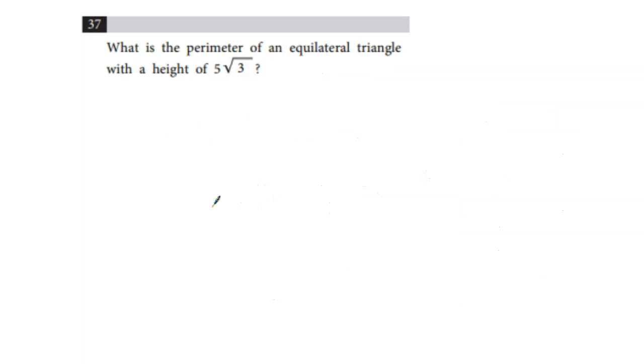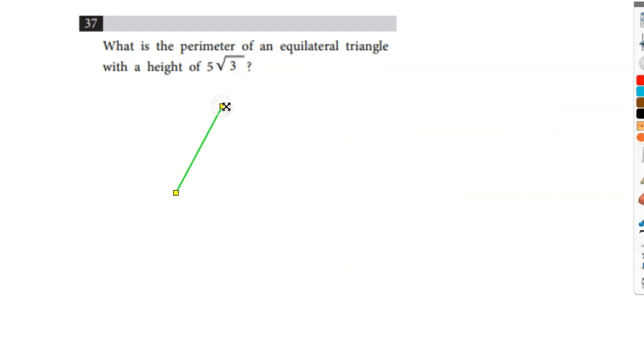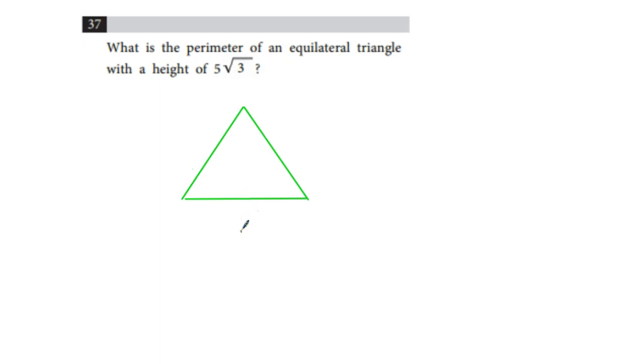What is the perimeter of an equilateral triangle? All sides are the same. So you draw your equilateral triangle, and then they are talking about a height. So the height is a perpendicular. It has to be 90 degrees. So here you draw your perpendicular height, and that height is 5√3.